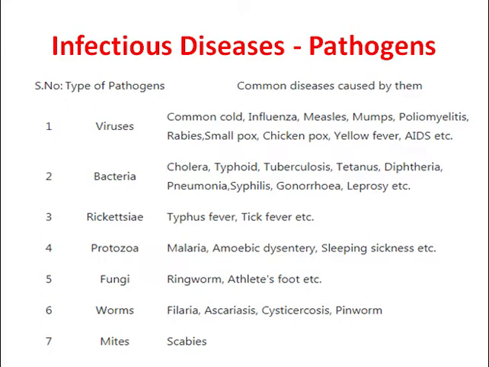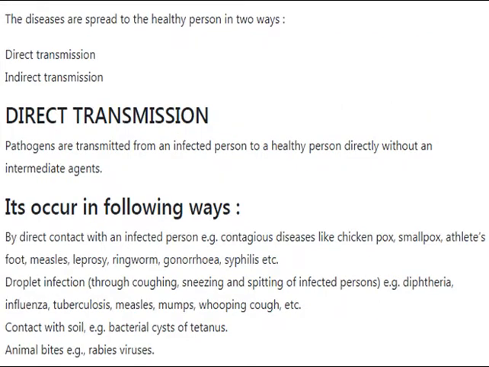The third is rickettsia: typhus fever, tick fever. Protozoa: malaria, amoebic dysentery, sleeping sickness. Fungi: ringworm, athlete's foot. Then worms: filaria, ascariasis, cysticercosis. Then mites: scabies. Then there are different ways how these infectious diseases can spread. So the first method is direct transmission and the second method is indirect transmission.